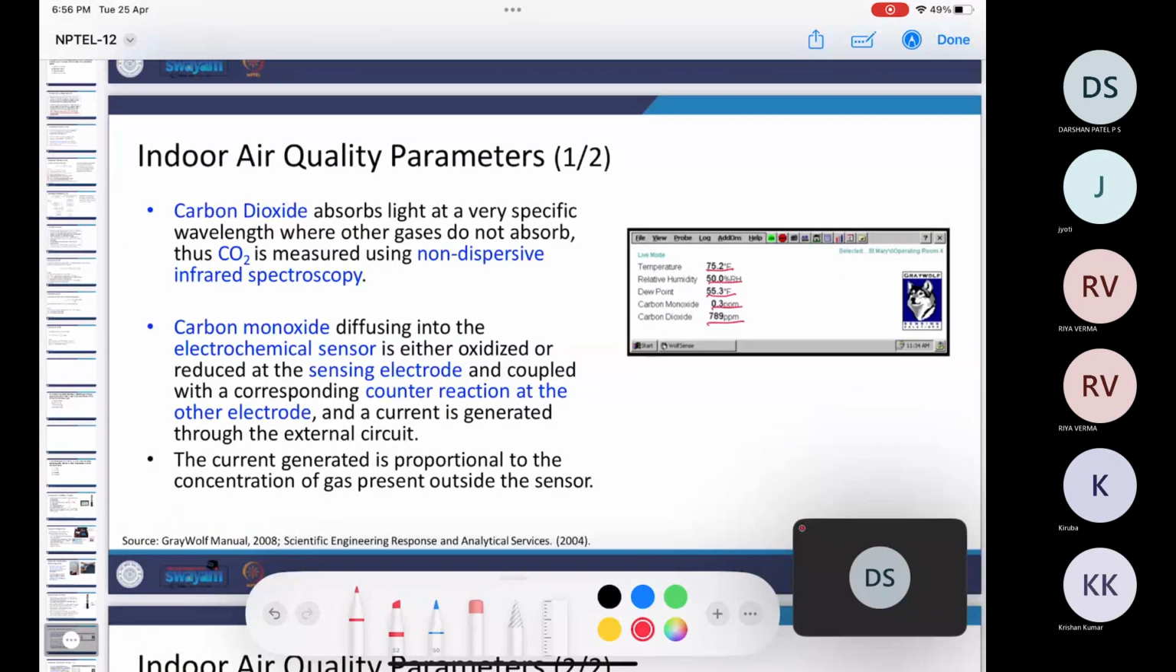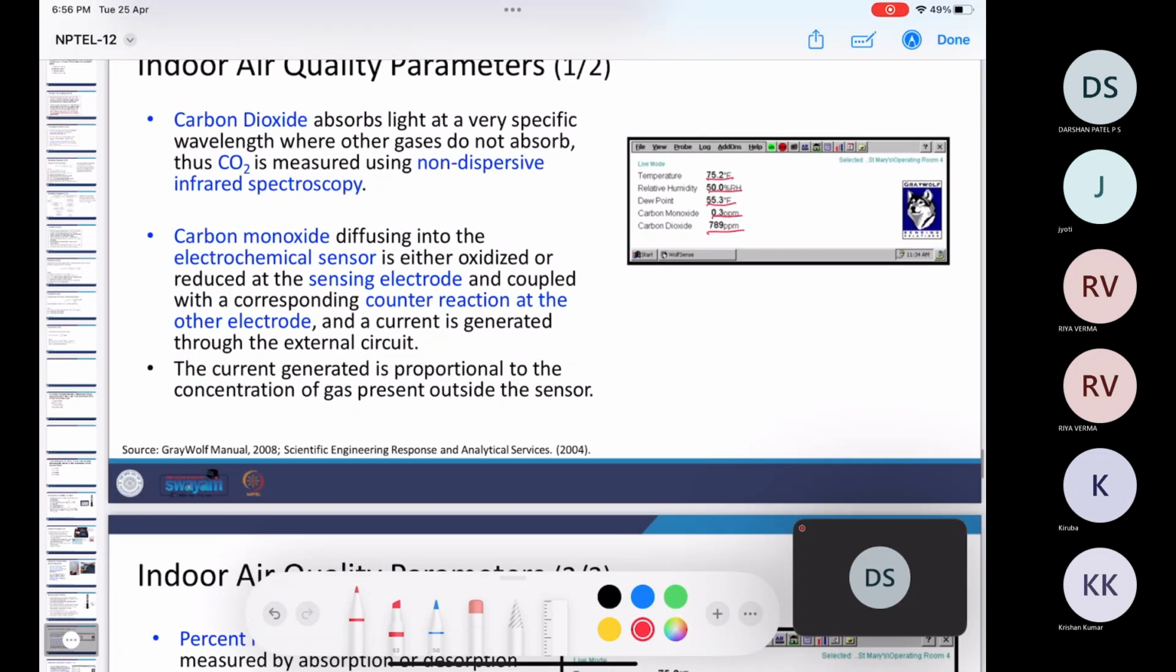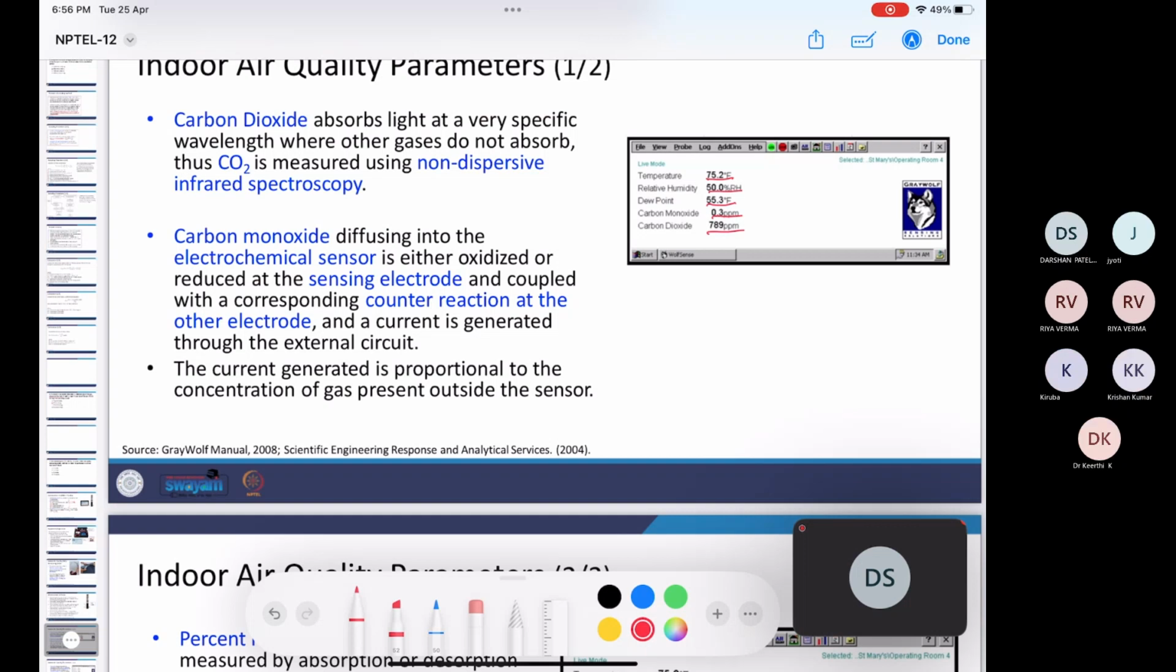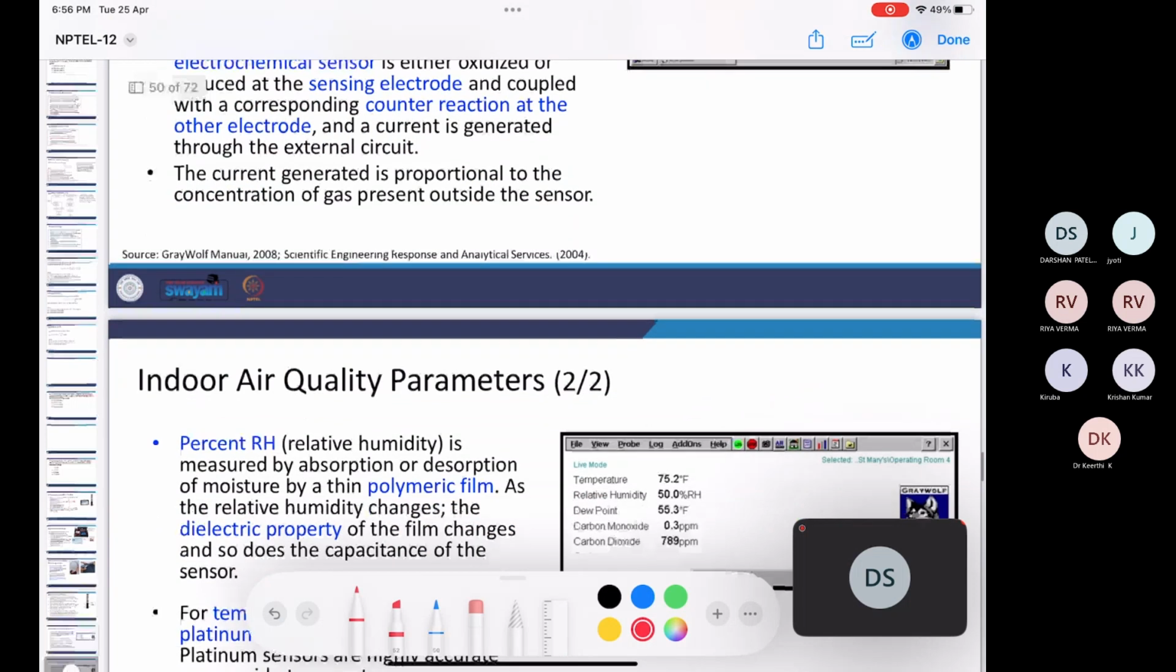So basically, this carbon dioxide absorbs light at a very specific wavelength where other gases do not absorb. So thus CO2 is measured using non-dispersive infrared spectroscopy. Carbon monoxide diffusing into the electrochemical sensor is either oxidized or reduced at the sensing electrode and coupled with a corresponding counter reaction at the other electrode, and the current is generated through the external circuit. So this current generated is proportional to the concentration of the gas present outside the sensor.